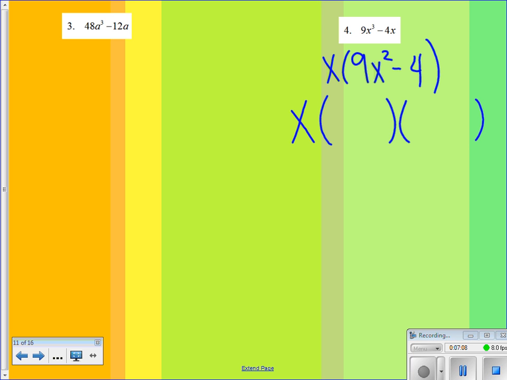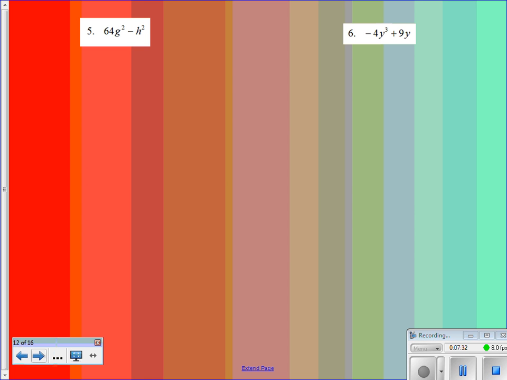So then I need to take the square root of the first term. The square root of 9 is 3. The square root of x squared is x. A plus in one, a minus in one. The square root of 4 is 2. So that goes in each. So again, if you're stuck, if you're still not understanding this, try rewinding it and watching it again. What I'm going to have you do right now is try these two on your own. I'm going to remind you for number 6, it doesn't matter where that minus sign is located.